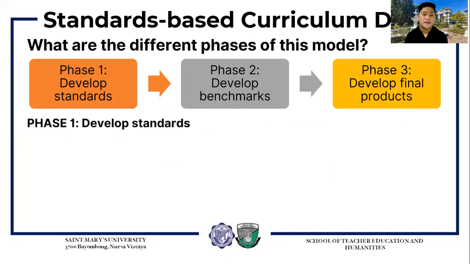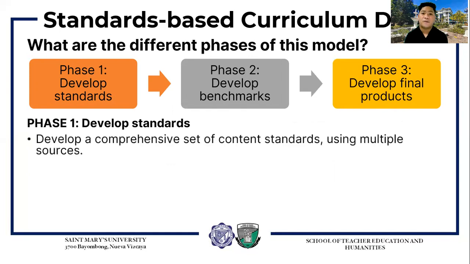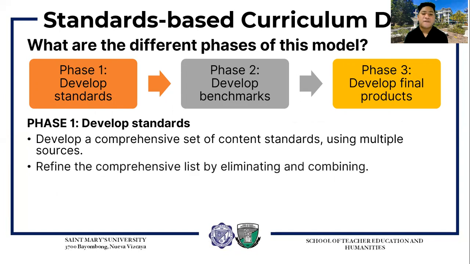For phase one, on developing standards, we have the following things that we can do. Develop a comprehensive set of content standards using multiple sources. The sources can be the learners, the society, or the discipline, and other sources that we can identify. Refine the comprehensive list by eliminating and combining. So from an initial set of content standards, it will go through refinement because it is possible to eliminate some standards, especially if they are not essential, or it is possible to combine standards into one.